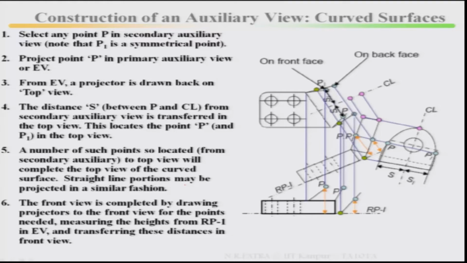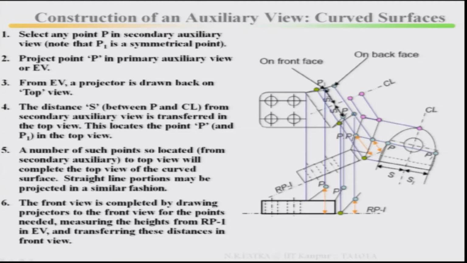Construction process and procedures: select any point P in the secondary auxiliary view. Note that P1 is a symmetrical point. Then project point P in the primary auxiliary view or edge view. From the edge view, a projector is drawn back on the top view. The distance S between P and CL from the secondary auxiliary view is transferred to the top view. This locates the point P in the top view. A number of such points so located in the top view will complete the top view of the curved surface.